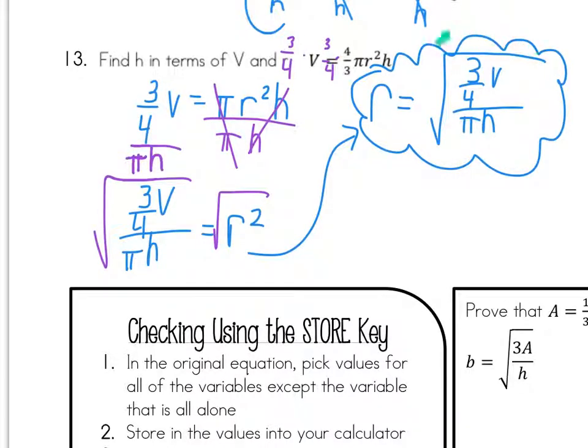Okay, so here's our final answer, and let's talk this through. I first multiplied both sides by 3/4 to eliminate my 4/3. So that's what I got here in blue. 3/4 v is equal to pi r squared h. I divided both sides by pi times h because the r squared was being multiplied by pi and h. Then I'm left with 3/4 v all divided by pi h is equal to r squared, what I have in the blue. To get r alone, I took the square root, I used the inverse of squaring, and ended up with my final answer here.